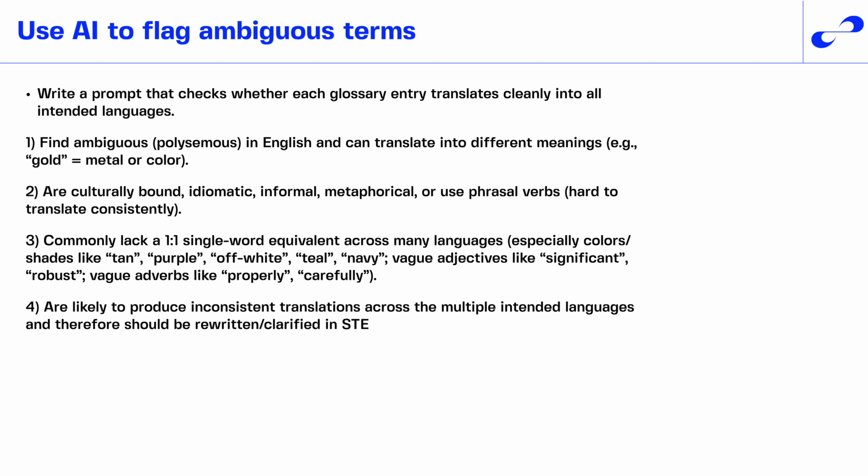Some glossary terms translate into confusing or ambiguous equivalents in target languages. Use AI to flag ambiguous terms. Identify and replace these terms before translation begins. Write a prompt that checks whether each glossary entry translates clearly into all intended languages.